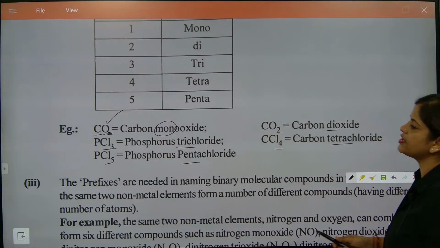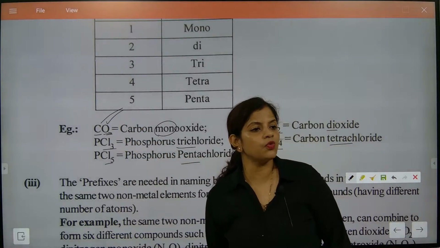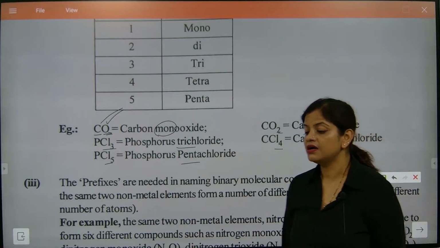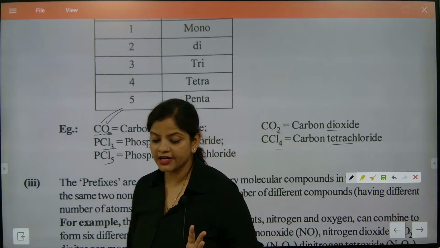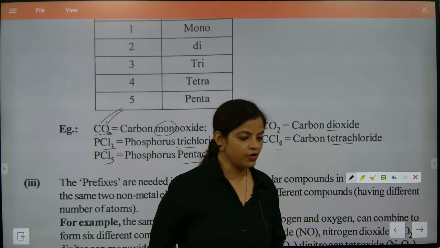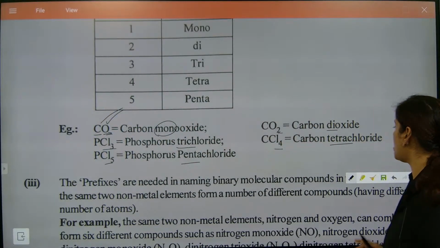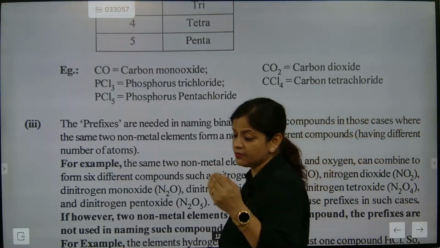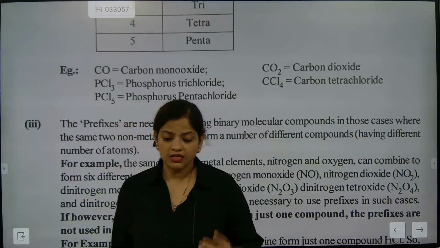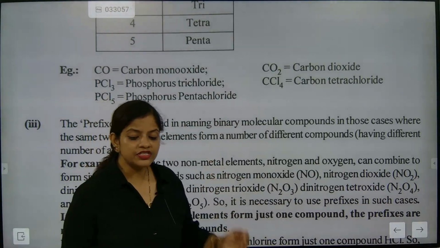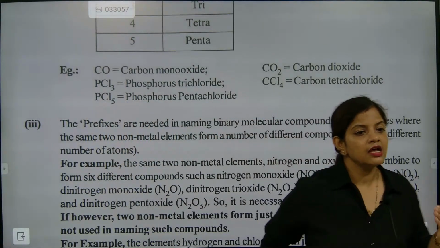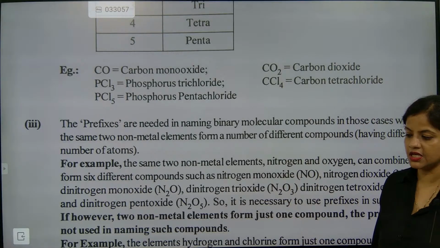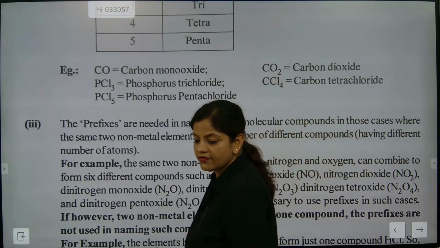So definitely, 1 oxygen means what? Mono. 2 di. 3 tri. 4 tetra. 5 penta. I hope you have understood the matter. So now these are called prefixes. Prefix means which comes first. Understood? The one which comes first is considered the prefix. The one which comes after is called the suffix. Prefix and suffix, I hope you have understood.